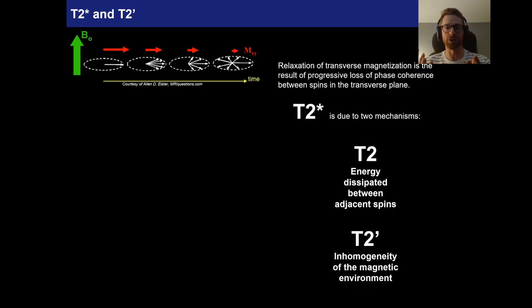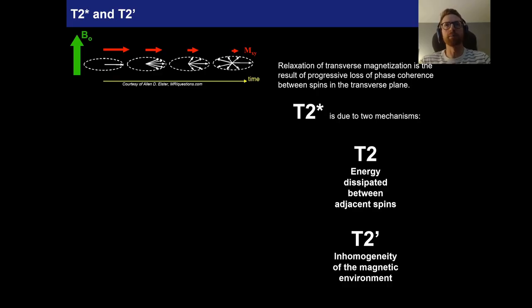Whereas if you have a solid tissue where those hydrogen nuclei are fixed and they're close to each other, they're going to be able to do that spin-spin energy transfer really quickly. And so they're going to lose their transverse magnetization much more quickly, right? So that's T2. T2 prime has to do with inhomogeneity of the magnetic environment.